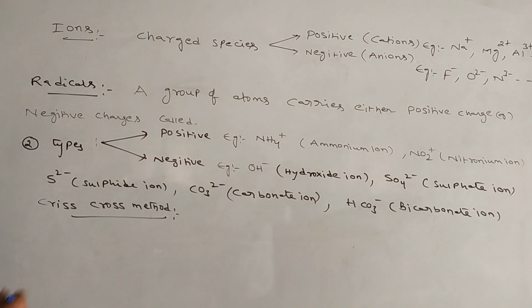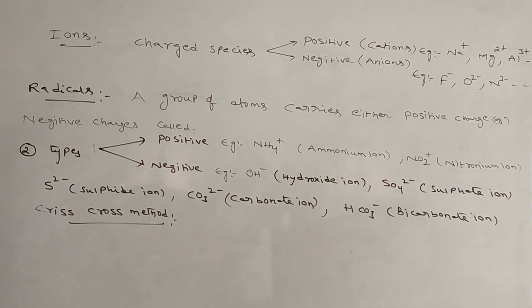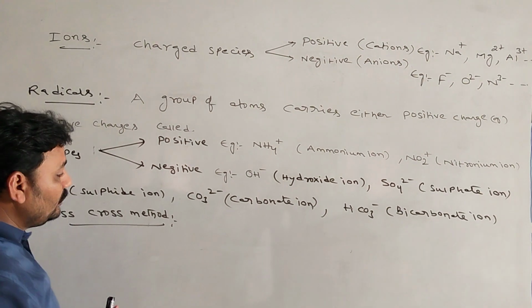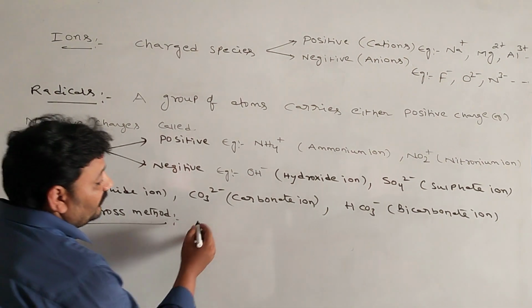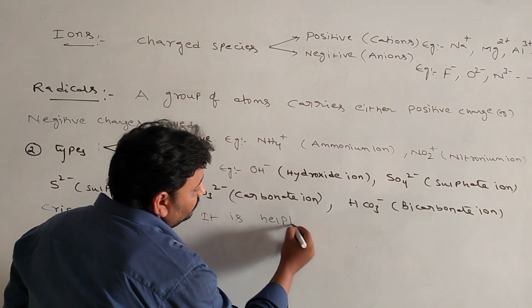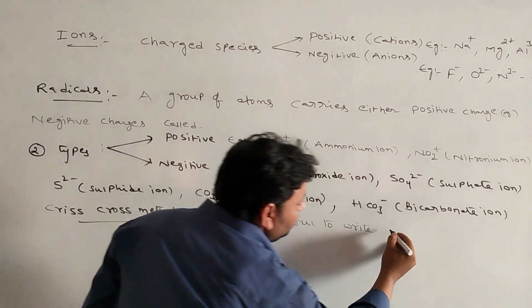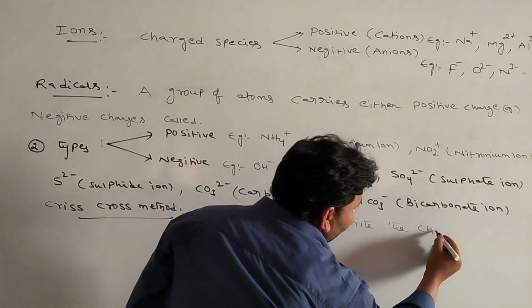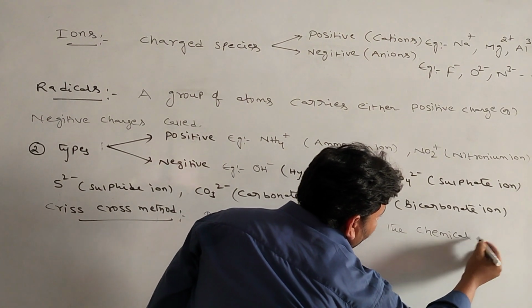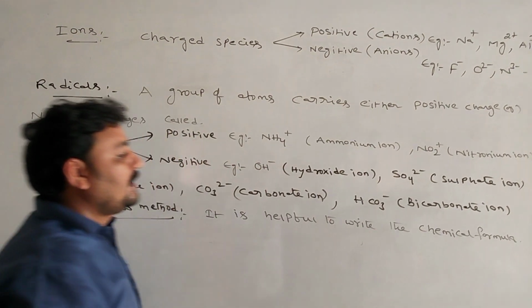You know, the topic is the crisscross method. It's related to ions and radicals. What is the importance of the crisscross method? It is helpful to write the chemical formula. Chemical formula is very important for the compound.